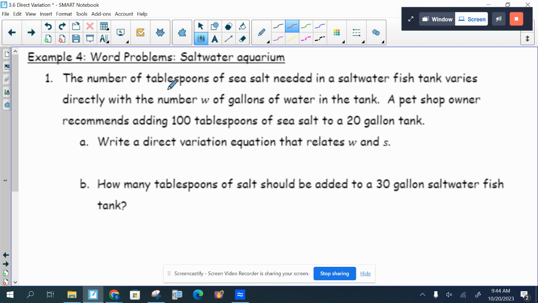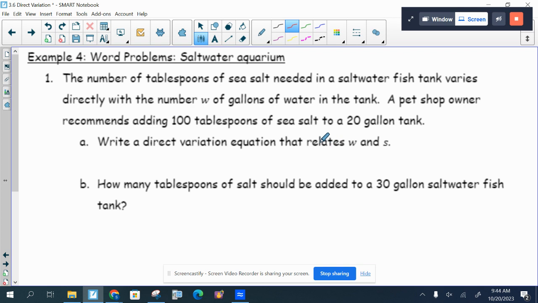It says the number S of tablespoons of sea salt needed in a saltwater fish tank varies directly with the number W of gallons of water in the fish tank. A pet shop owner recommends adding 100 tablespoons of sea salt to a 20-gallon tank. Write a direct variation equation that relates W and S.